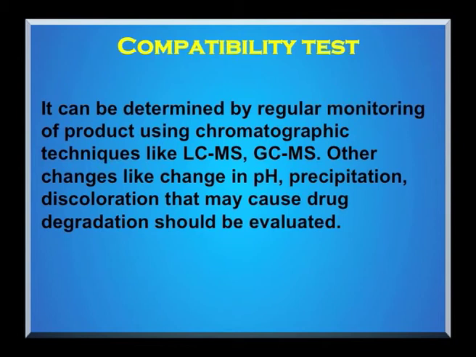It can be determined by regular monitoring of the product using chromatographic techniques like LCMS and GCMS. Other changes like change in pH, precipitation, and discoloration that may cause drug degradation should also be evaluated. Very important parameter. Next one is safety.